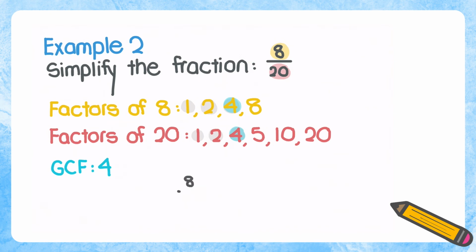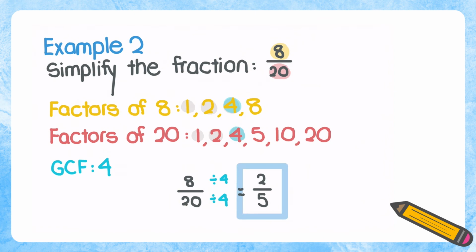So this means that we're going to have our original fraction, 8 over 20, and divide both the numerator and denominator by 4. 8 divided by 4 is 2, 20 divided by 4 is 5, so we've simplified the fraction to 2 over 5.